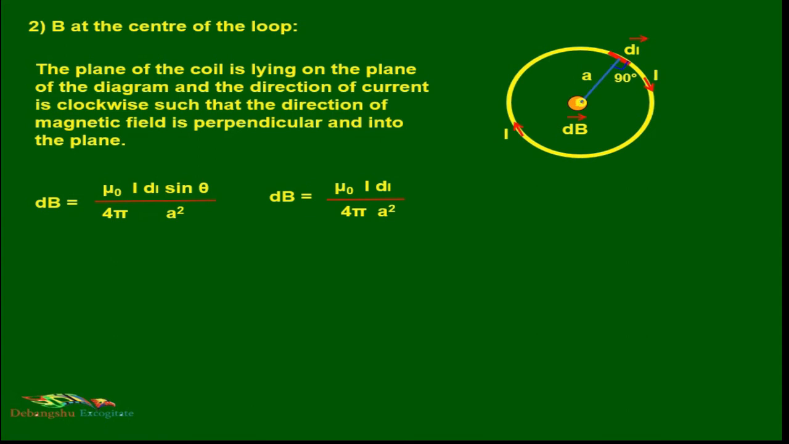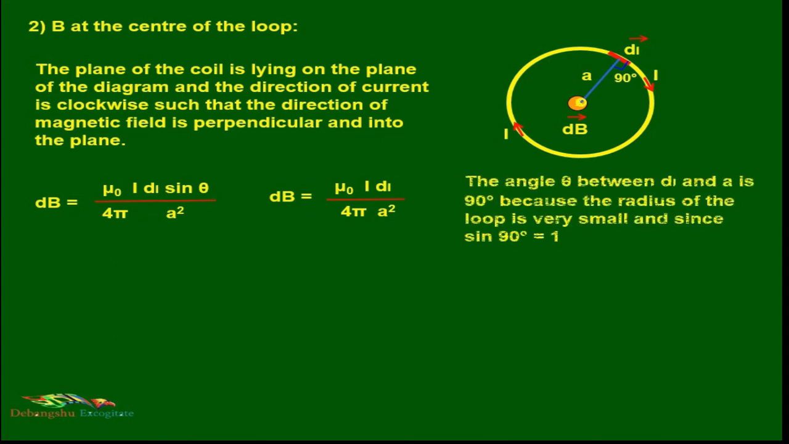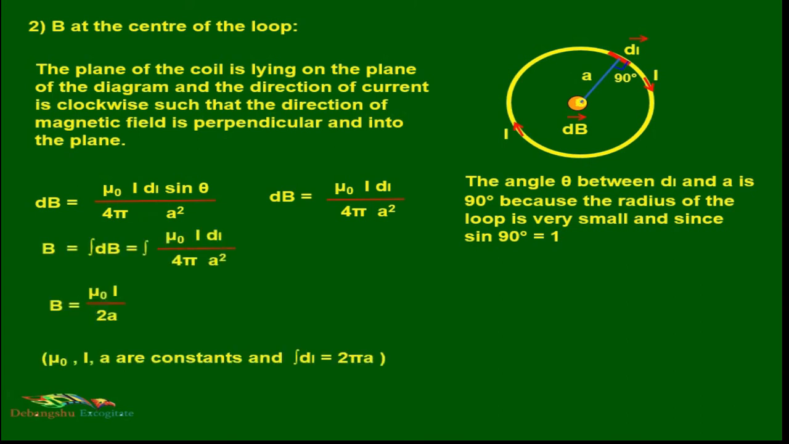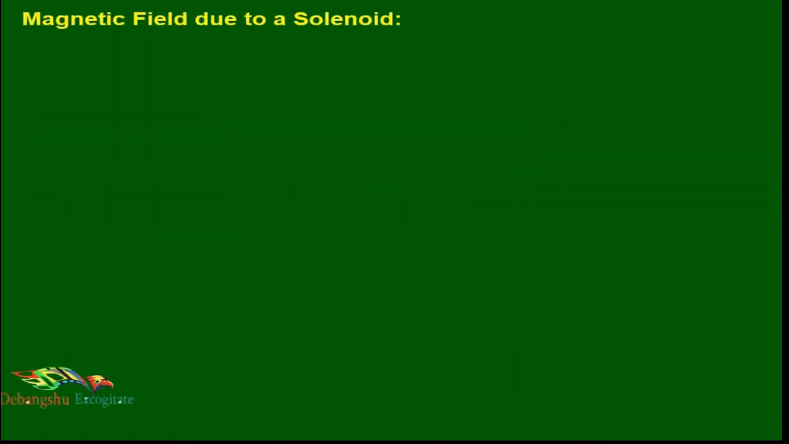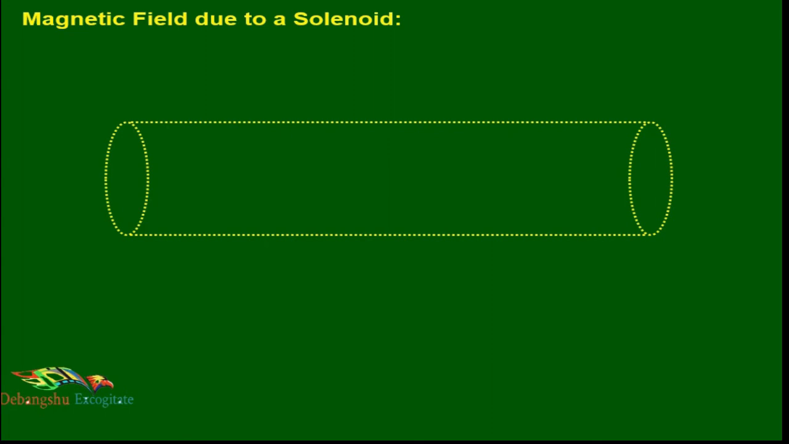dB is equal to mu naught by 4 pi I dl sin theta by a square. So dB is equal to mu naught I dl by 4 pi a square. The angle theta between dl and a is 90 degrees because the radius of the loop is very small, and sin 90 degrees equals 1. So by integrating you get mu naught I by twice a, which can also be written as mu naught nI by twice a if there are n number of turns. The shape of the graph between B and a will be a rectangular hyperbola.